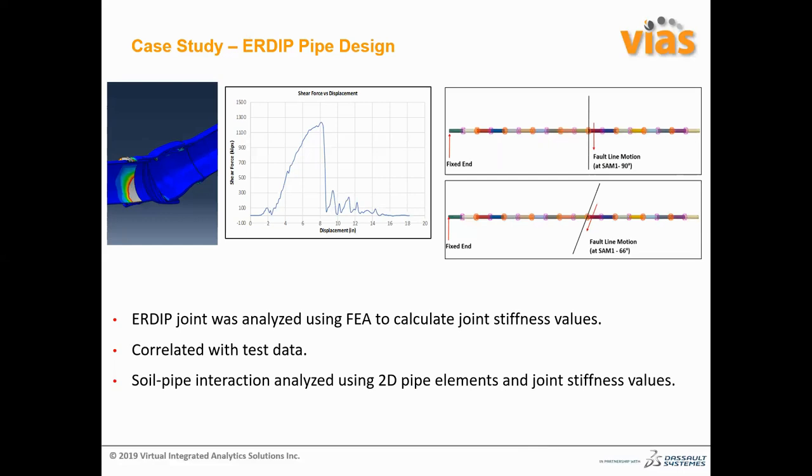This was a large diameter pipe, so we didn't have a test, as it was very expensive and time consuming. So our approach was that there was test data available for a small diameter 6-inch pipe, and we validated our model with those 6-inch pipe results, and then used a similar workflow for the large diameter pipe.